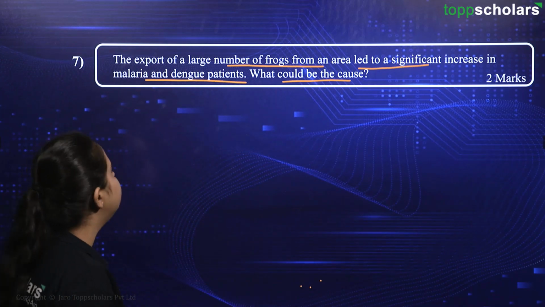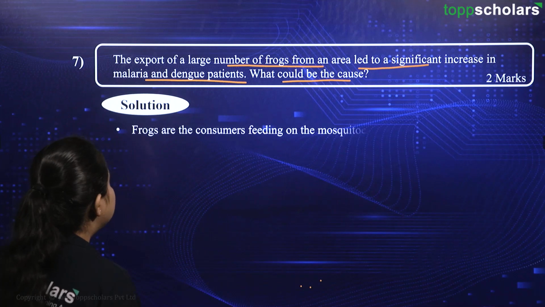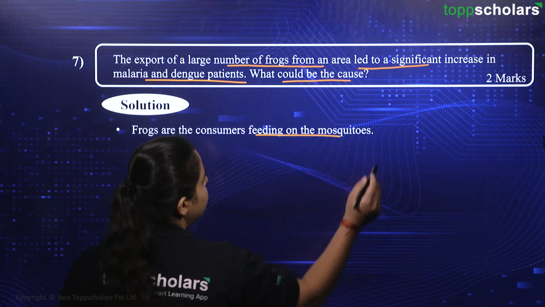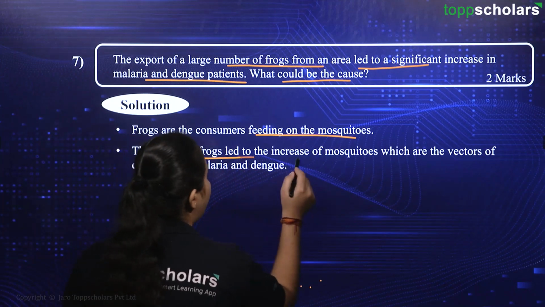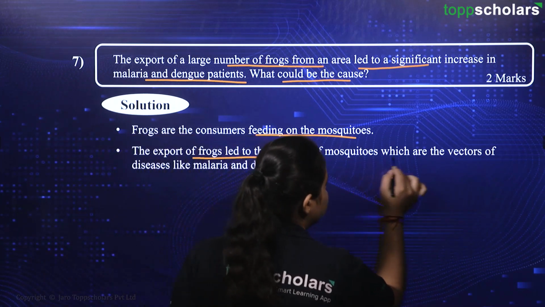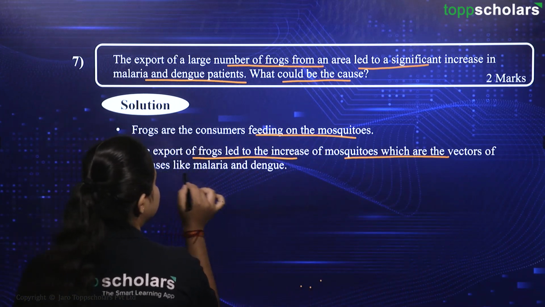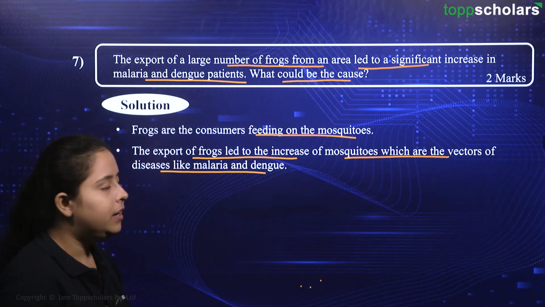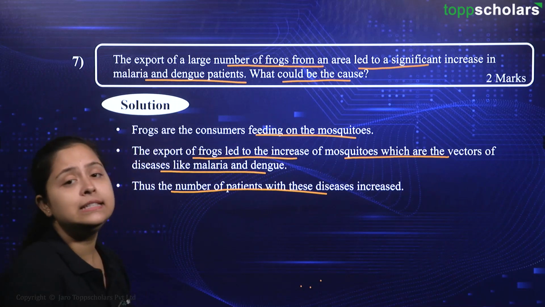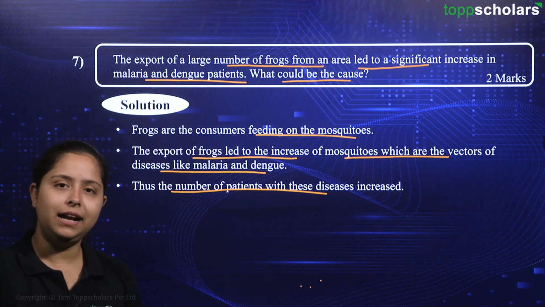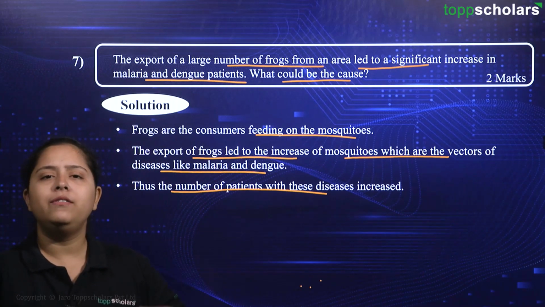Let us have the solution part. The solution says that frogs are the consumers feeding on the mosquitoes. Okay, very first point. Then the export of frogs led to the increase of mosquitoes, which are the vectors of diseases like malaria and dengue. Thus, the number of patients with these diseases increased. Okay, as simple as that. You remove the predator, prey will increase.